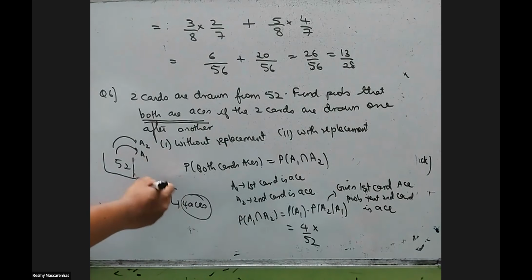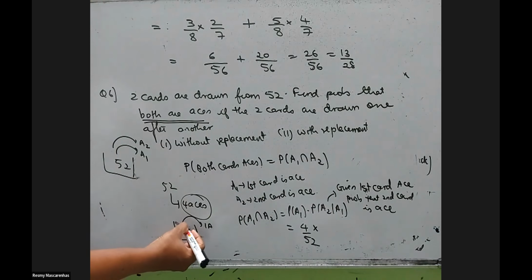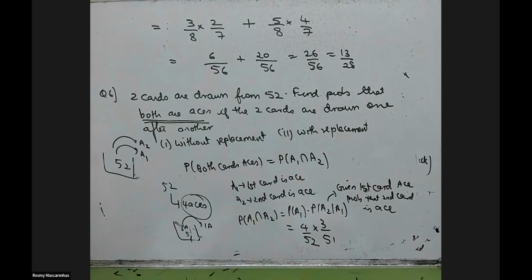Now when already you are removing one ace out, inside how many will be left? Only 3 aces out of 51. This will be 3 aces out of 51 cards because one card is gone out. So second time when you go to pick up, you have only 51 cards left. And when you're saying the first one was ace, that means in the box there will be only 3 aces left because one is gone out for the first time.